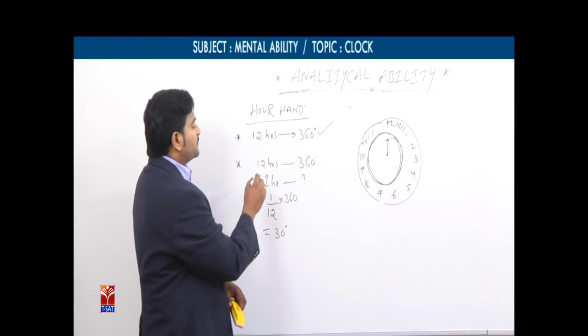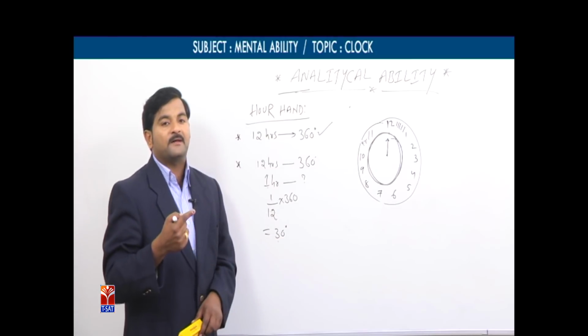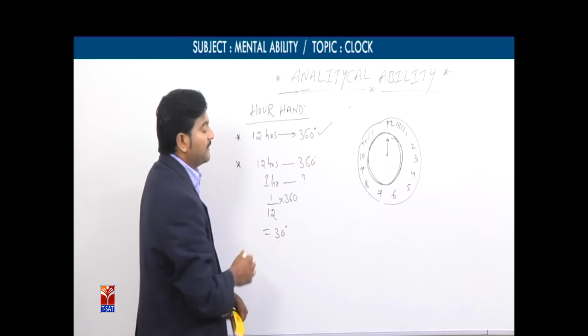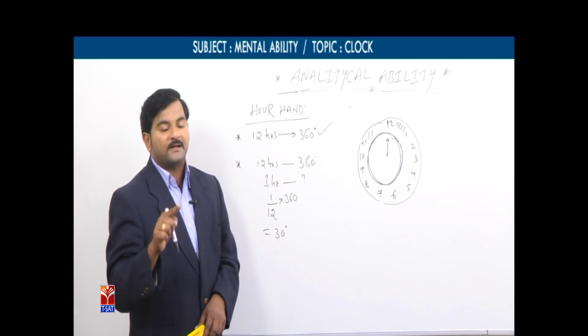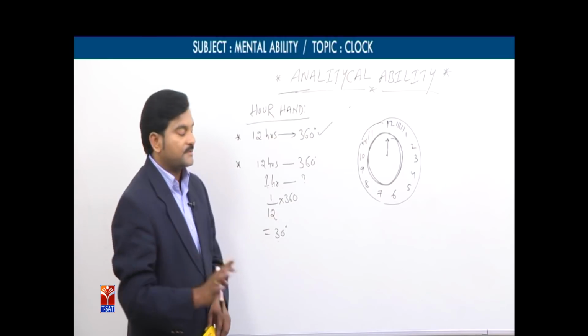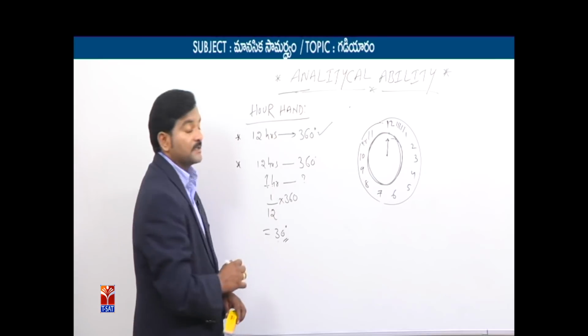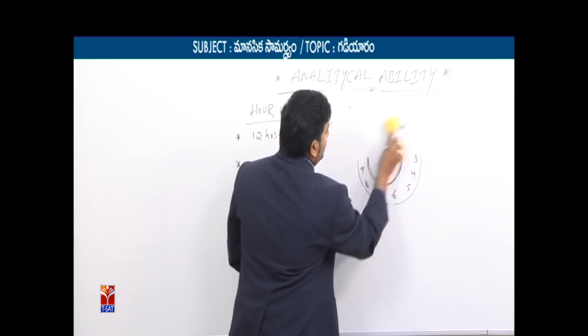That is, in the span of 1 hour, the hour's hand can trace 30 degrees. As I already told you, first point, in the span of 12 hours, the hour's hand makes 360 degrees. In the span of 1 hour, the hour's hand makes 30 degrees. So this is the second important point. Now the third point.